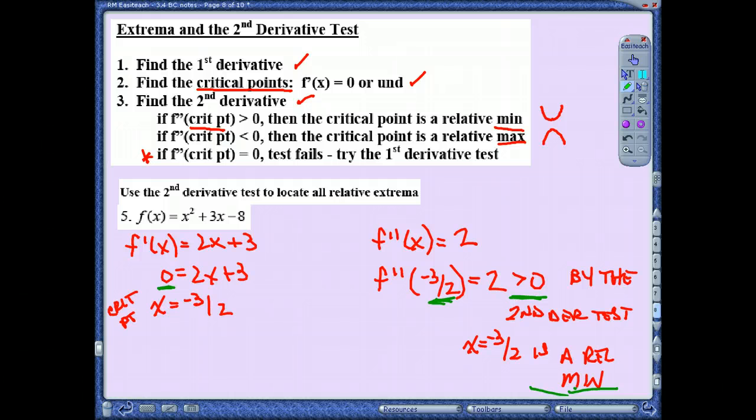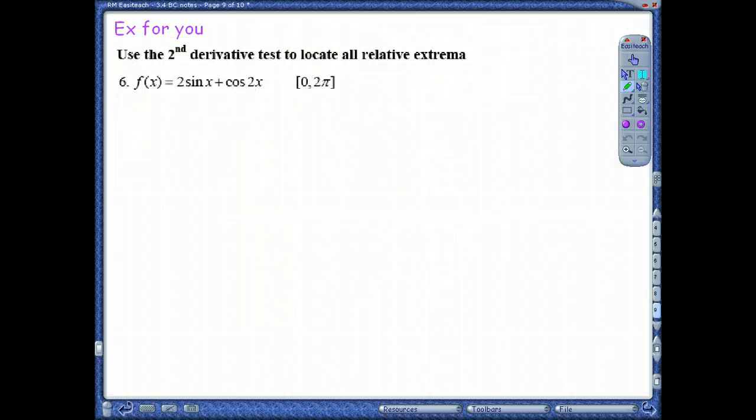Okay. If they ask you what is that relative minimum, then we would have to plug this into the original function and find out what that y value is. That would be what is the relative minimum. Where is it? That's your x equals negative 3/2. So make sure you're reading the question very carefully to determine if they want what or if they want where.